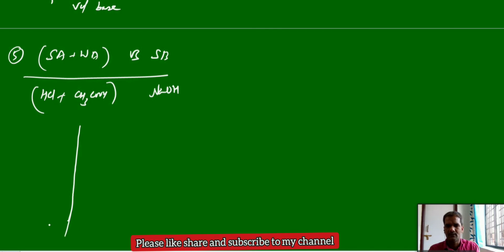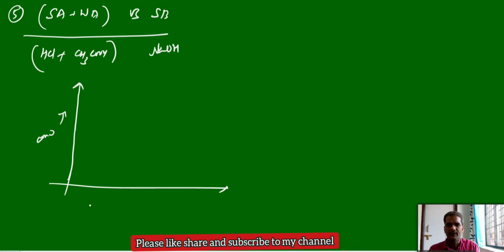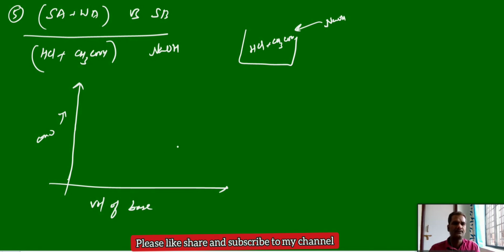Again, let me take the conductance and the volume of NaOH, or volume of base. In the beaker we have both HCl and acetic acid. To this, if you add NaOH, first equivalence point.